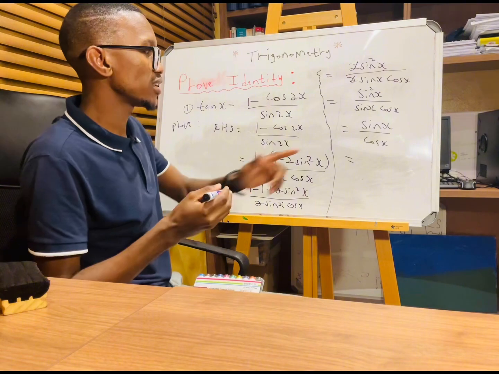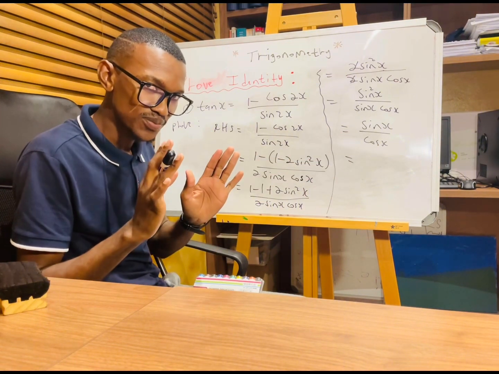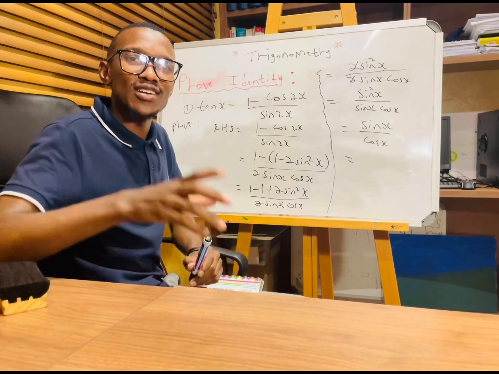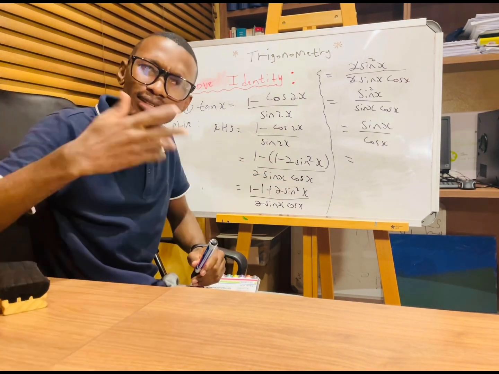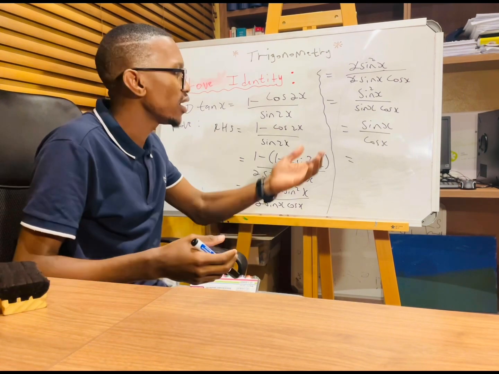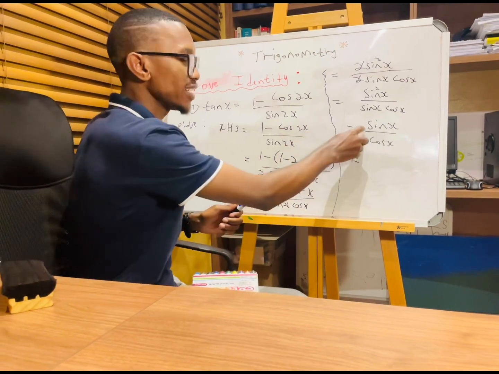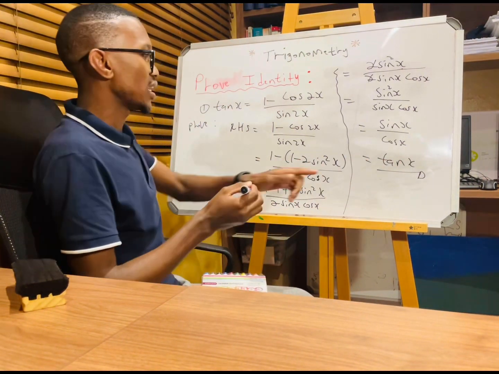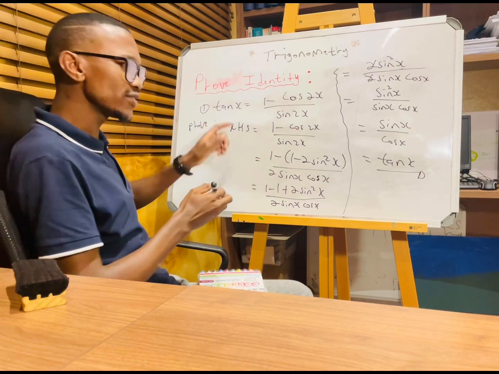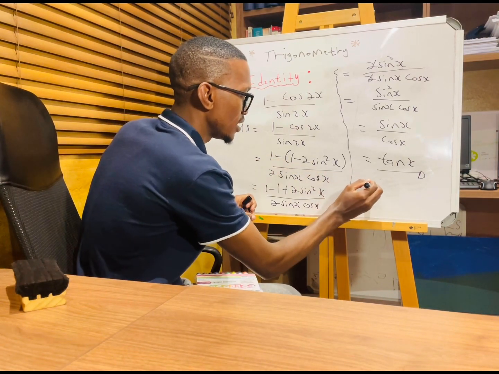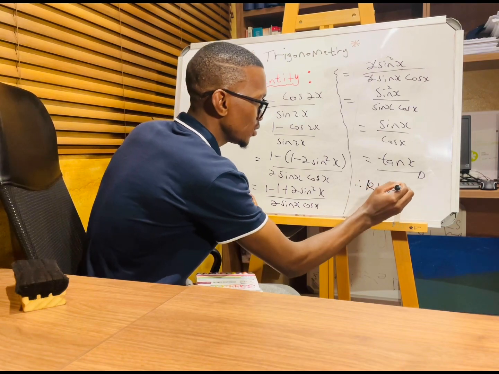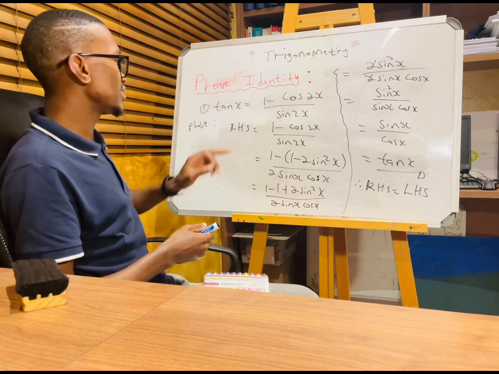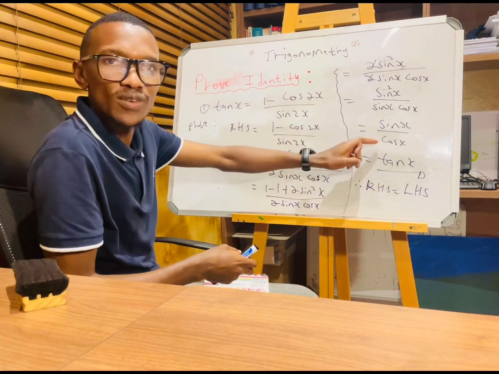Is there anyone who can tell me what is sine x over cos x? Just raise up your hand. Comment there. You see, so sine x over cos x is going to give us tan x. So now, the right hand side equals what? The left hand side. Therefore, the right hand side equals the left hand side, because they are both equal to tan x. And this one, even if I simplify, it's going to give me sin x over cos x.